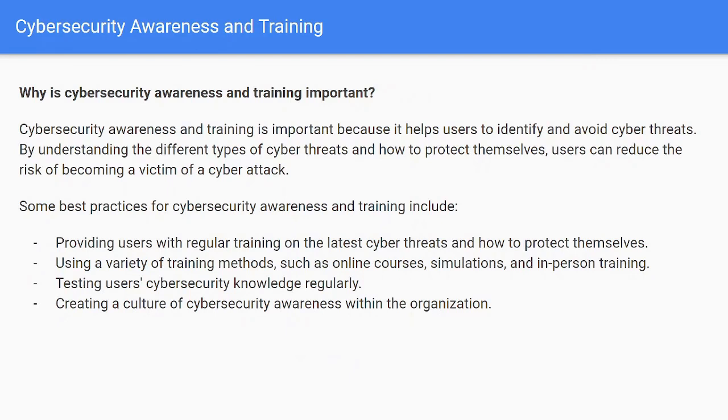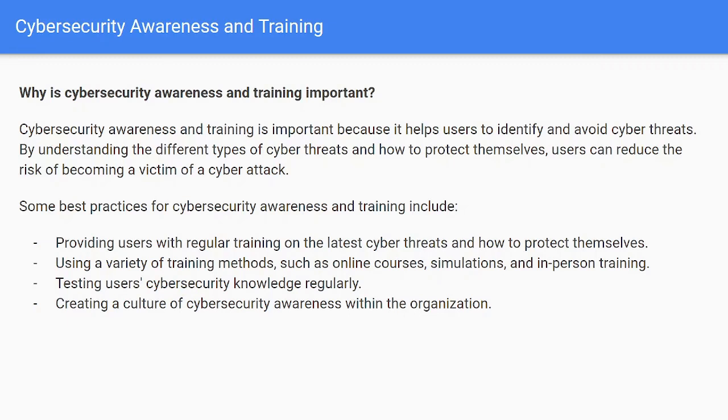Then cybersecurity awareness and training. Why is cybersecurity awareness and training important? It is important because it helps users to identify and avoid cyber threats. As much as we have talked about cyber threats and threat intelligence, one of the security measures when you are trying to implement security controls against cyber threats is actually cybersecurity awareness.